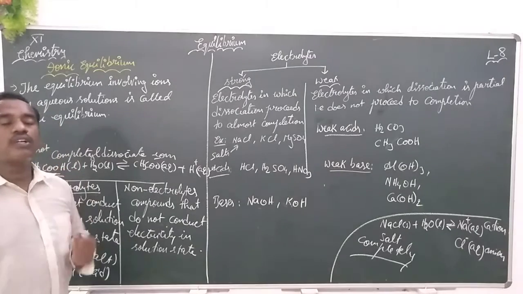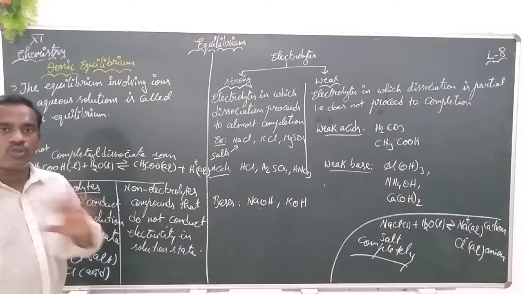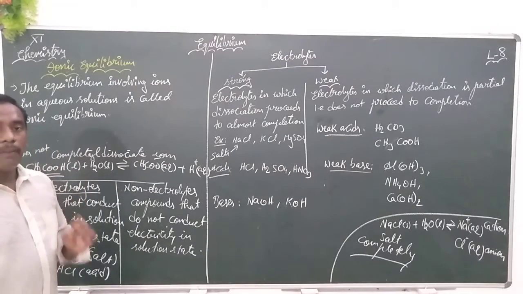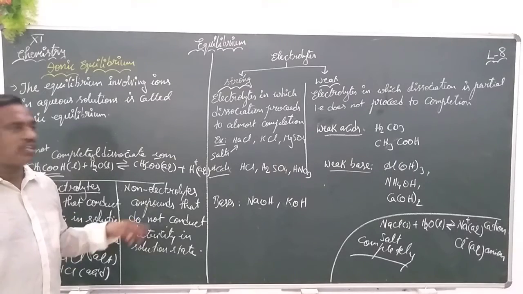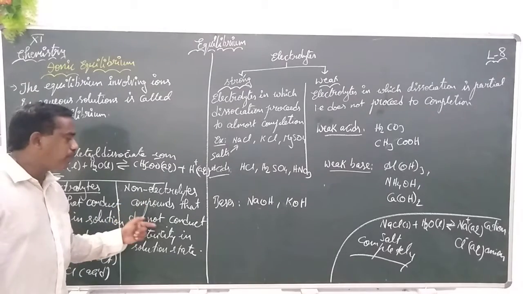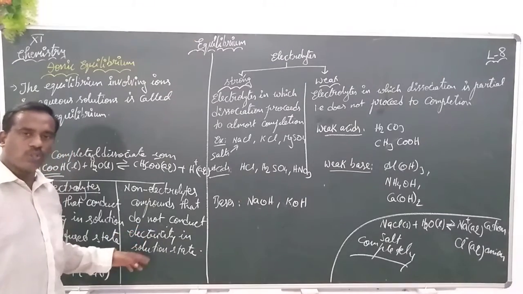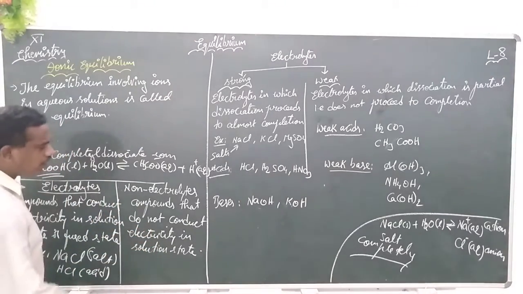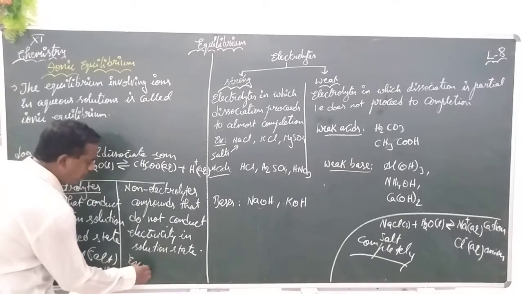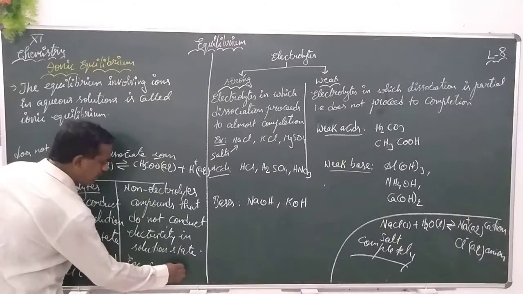Then how about our sugar solution? Sugar solution is not conducting electricity, which means it is called a non-electrolyte. So compounds that do not conduct electricity in their solution state are called non-electrolytes. What example are we able to give? We can use sugar as the example.